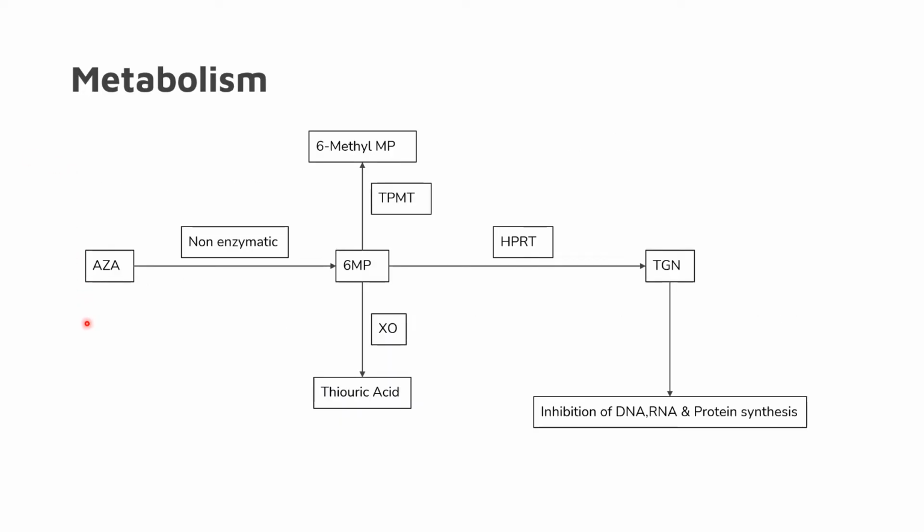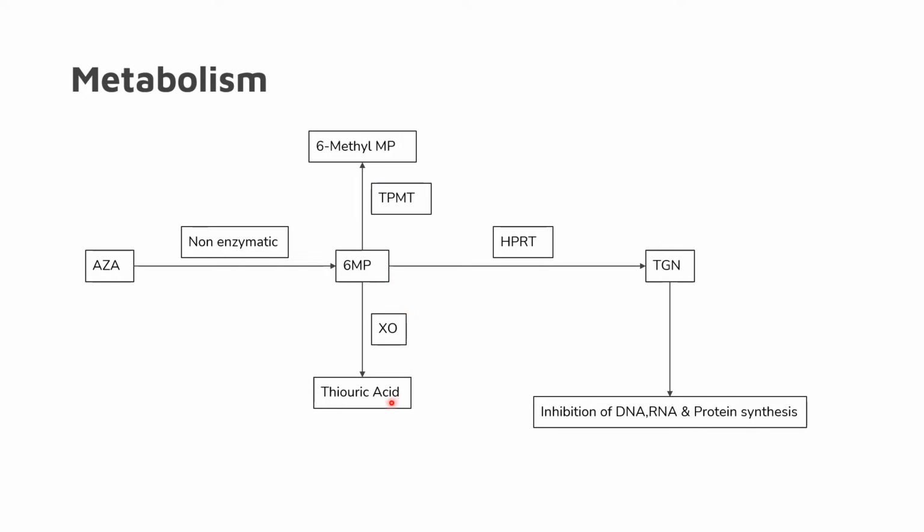Metabolism of azathioprine in a simplified form. Azathioprine is a purine analog that converts to its active metabolite mercaptopurine non-enzymatically. Mercaptopurine then converts to thioguanine with the help of the enzyme hypoxanthine guanine phosphoribosyltransferase. Thioguanine is the most active metabolite and it is responsible for most of its actions and side effects. Thioguanine gets incorporated into the DNA, causing inhibition of DNA, RNA, and protein synthesis.